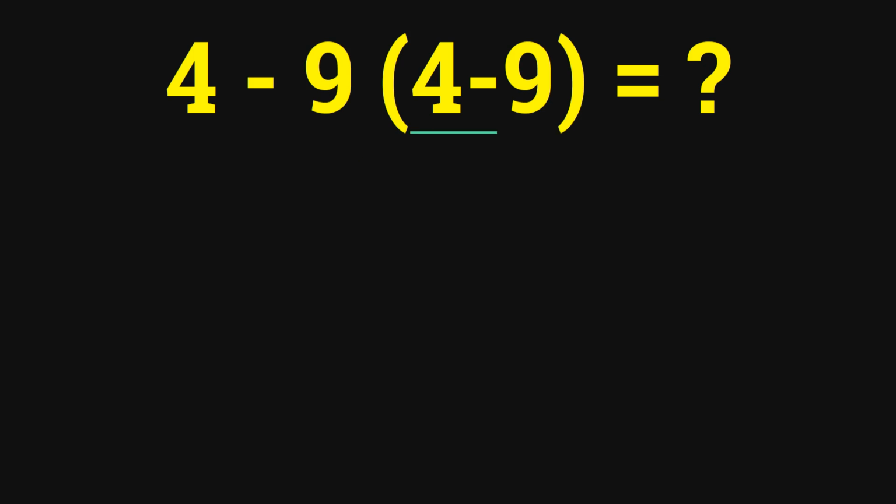So first we do this parenthesis. We have 4 minus 9 equals minus 5, and the problem became 4 minus 9 times minus 5. And now we must do this multiplication first. 9 times minus 5 gives us minus 45.